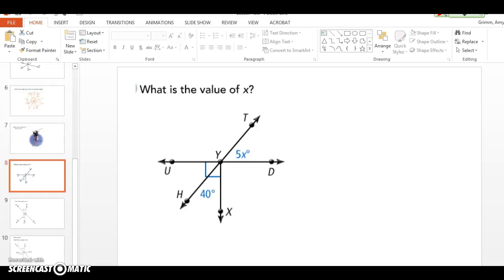Okay, so this one says, what is the value of x? Any ideas here? You'd have to take 90 minus 40 because that's a right angle, so whatever. What would that whatever be? 50. Why did she do that? Why did she always tell us to do that?